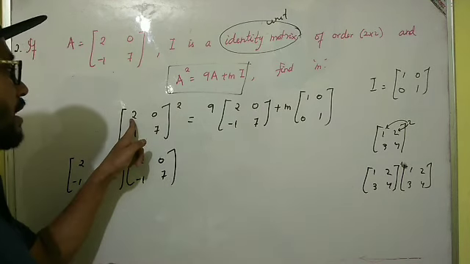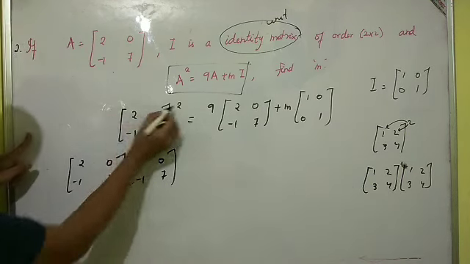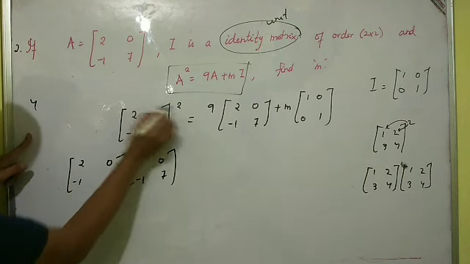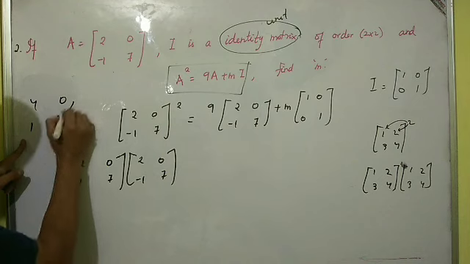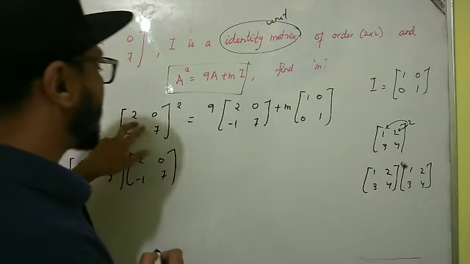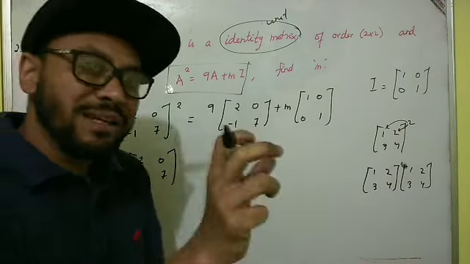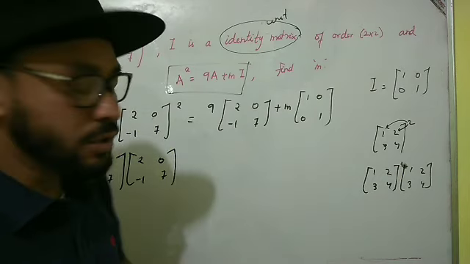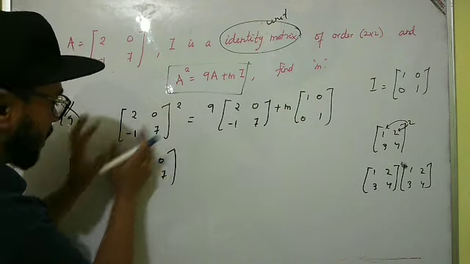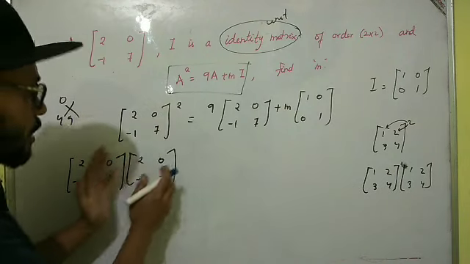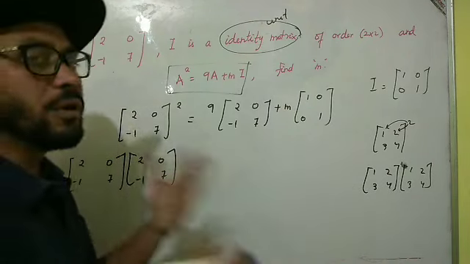Square doesn't mean that we're taking the square of elements. Some people write it this way: 2 2s are 4, 0 0s are 0, 7 7s are 49. This is wrong. We are not finding the square of each element inside the matrix or a box. Square means we are multiplying the given matrix 2 times, or if it is cube, 3 times, or 4 times, and so on.